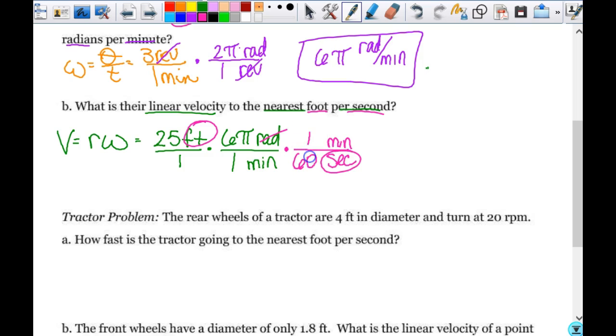1 minute for every 60 seconds. Then I can reduce before I multiply, right? 6 goes into 6 once, goes into 60 10 times. And then can I reduce some more? The 25 and the 10? 5 goes into 25 5 times, goes into 10 twice. So I think I've reduced everything I can. You got to make sure you can read your handwriting and you don't forget something in there. So I get feet per second, so it's 5 times 1 pi. Don't forget the pi. So this gives me 5 pi over 2 feet per second. So minutes canceled out.